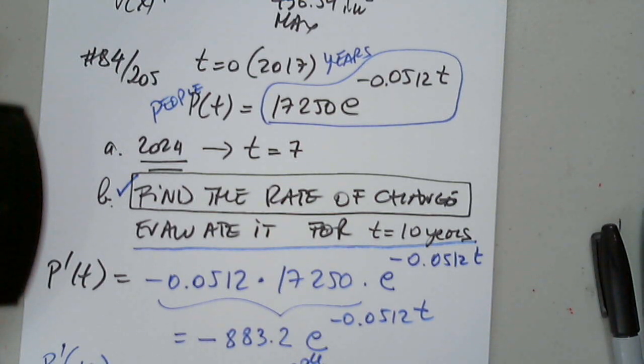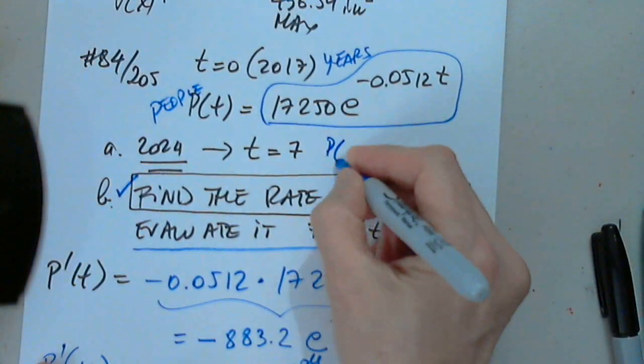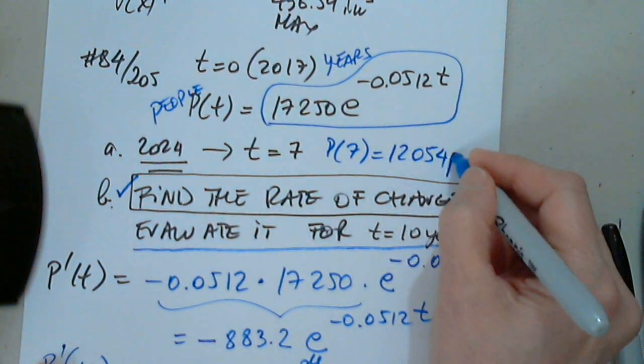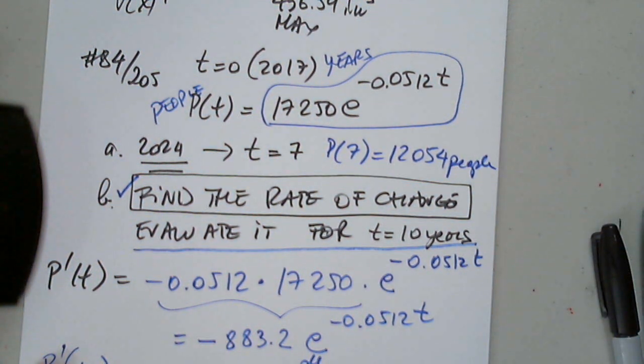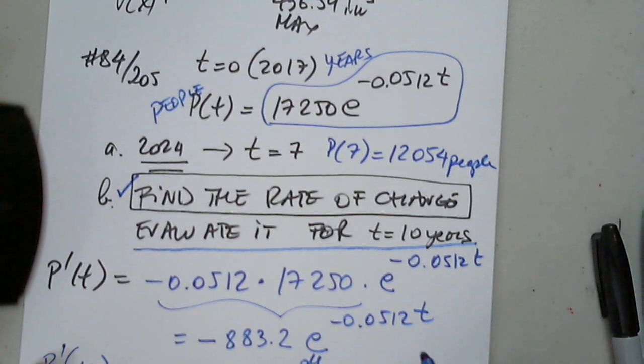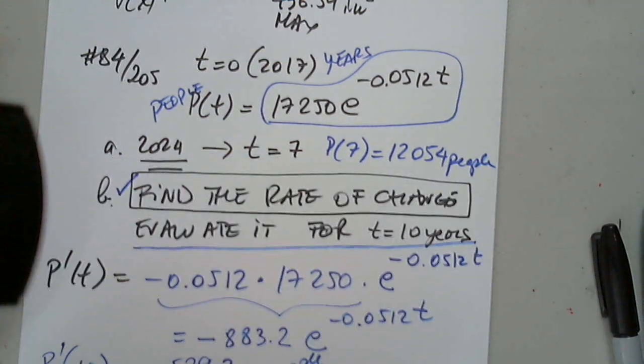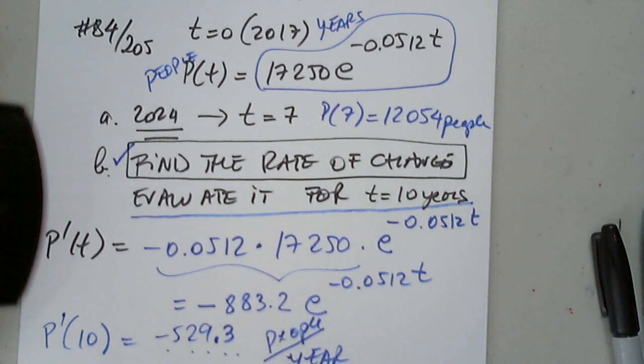So 7 I copy from the function, and I have P of 7 equals 12,054 people. And from the other one, I copy negative 529.3 people per year. And that's it. That's all I needed. Moving on to 25 on 314. Any questions? Don't let me move on if you have questions.